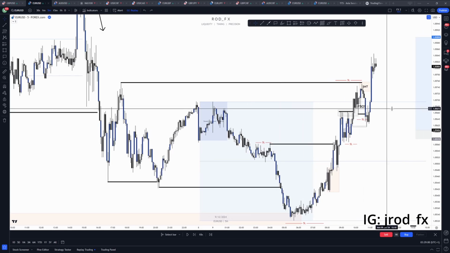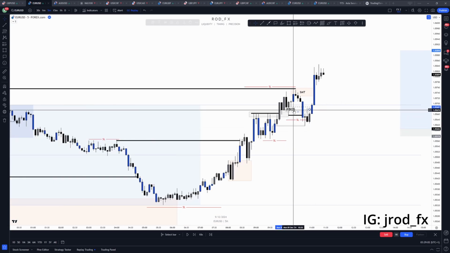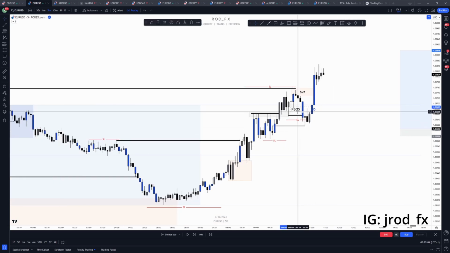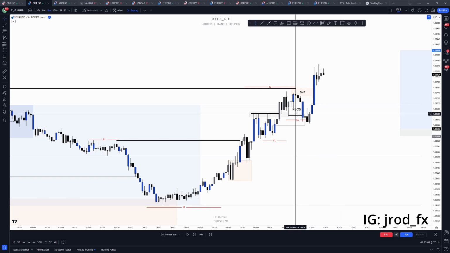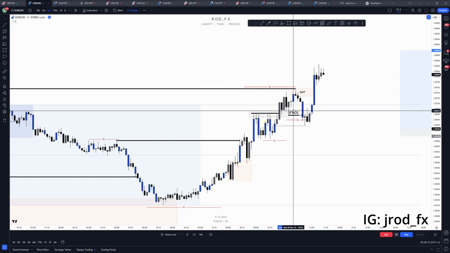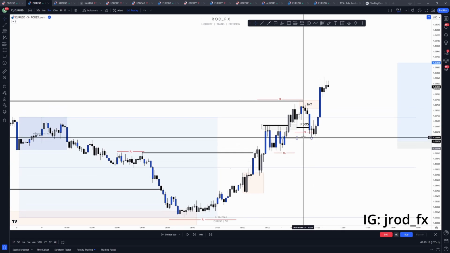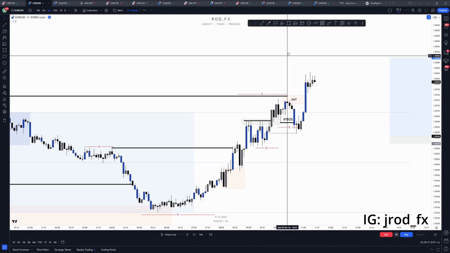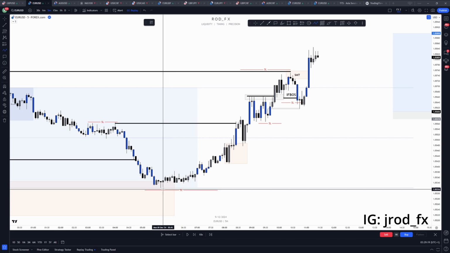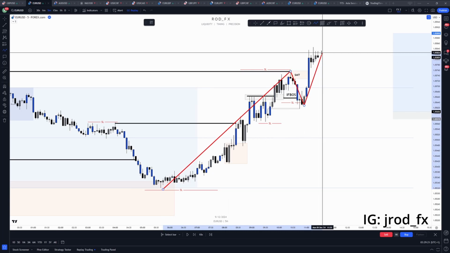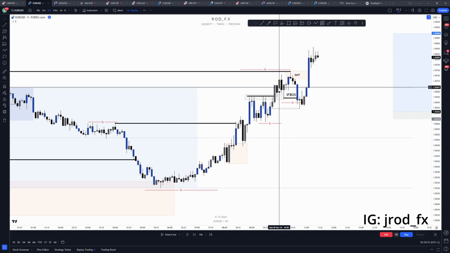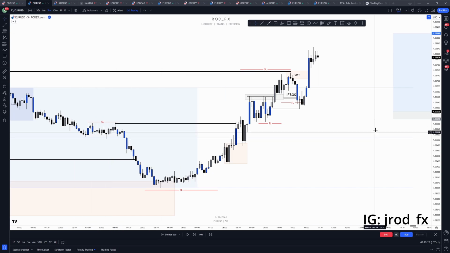Here, this is an identification of an FBOSS, but as we can see, this is clearly an internal structure. So you can label this as an IFBOSS, even though that little point made a new high, but you could understand why we could label this as an IFBOSS, because the actual leg is still very obvious. So I think I prefer to put IFBOSS.